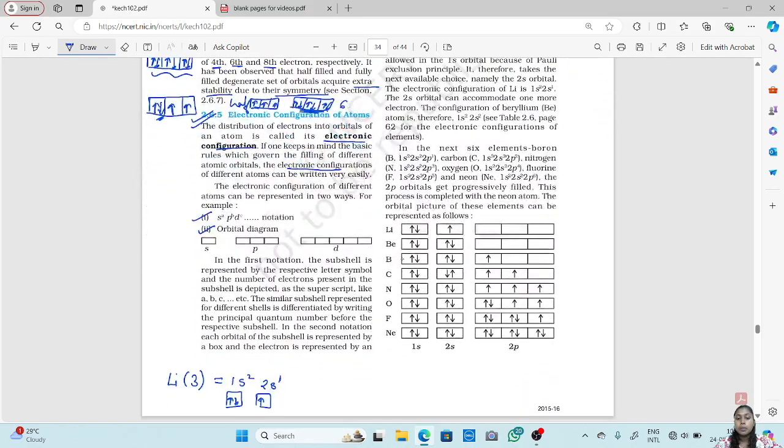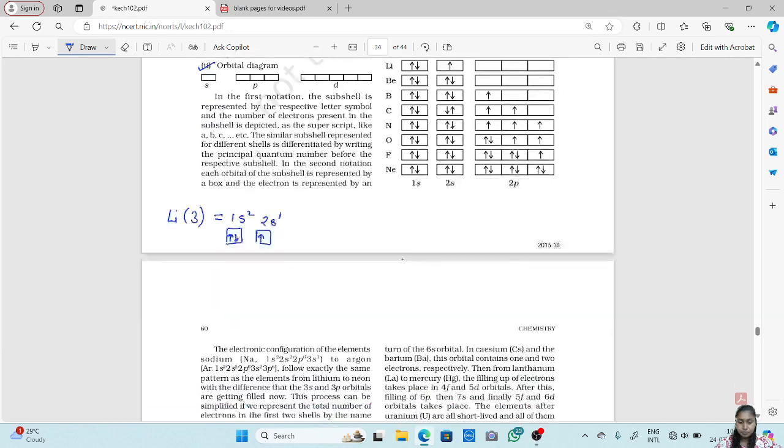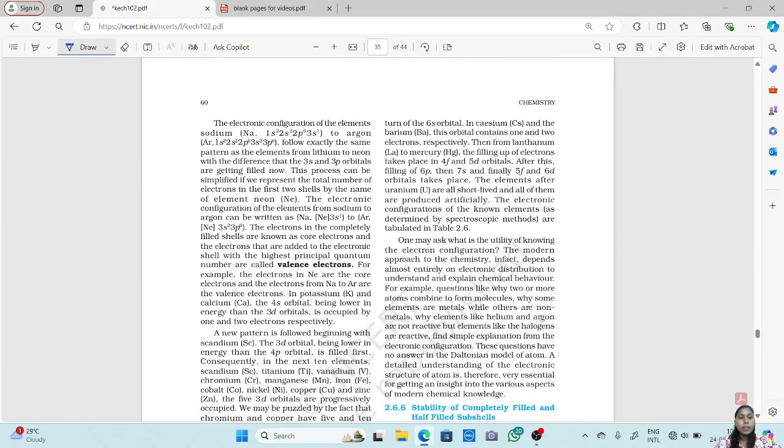These are the electronic configurations of other atoms. Now the electronic configuration of elements sodium to argon follow exactly the same pattern as the elements from lithium to neon. All of them are filled along the same pattern, from lithium to neon, with the difference that the 3s and 3p orbitals are getting filled now.